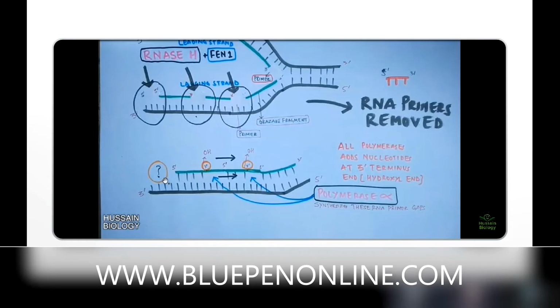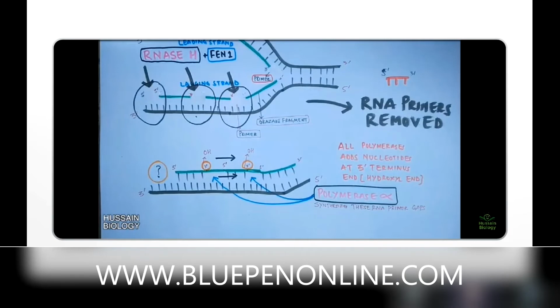Now, what about the length of the daughter strand and the parent strand? The daughter strand is smaller than the parent strand. I already told you there is a problem, the end replication problem, between the length of the daughter strand and the parent strand. Here in the daughter strand, the last primer is removed.